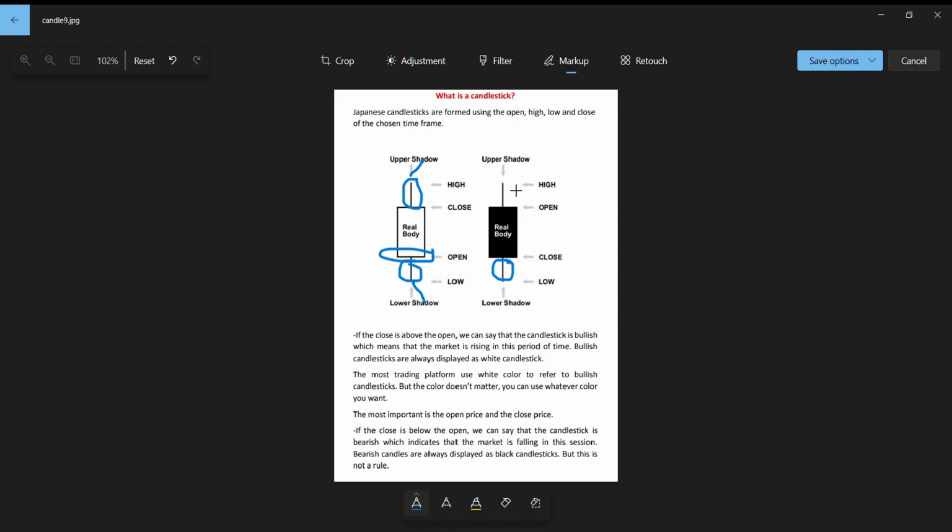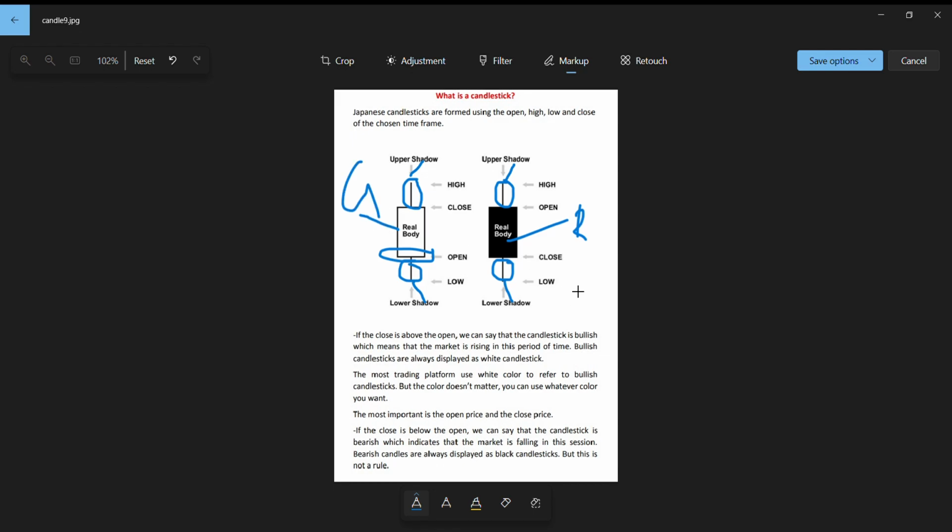Now, this also is called what? The upper shadow or the weak upper shadow, right? And this is called the weak lower shadow. Please understand this. Meaning that this is a red candle, and this is a green candle.